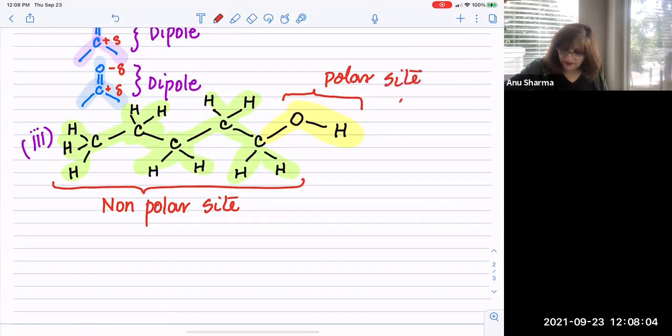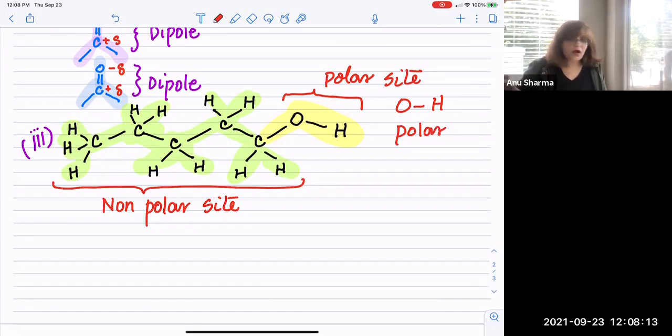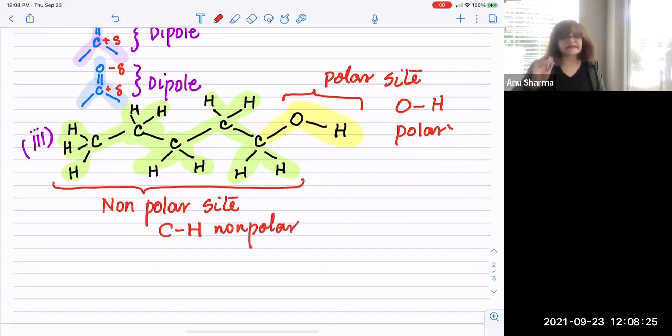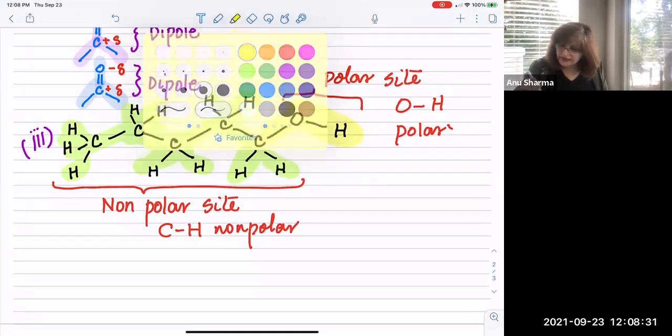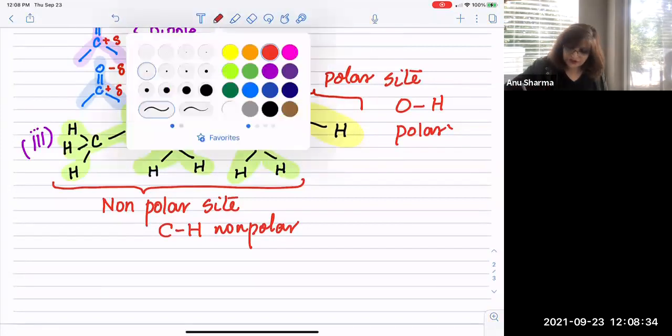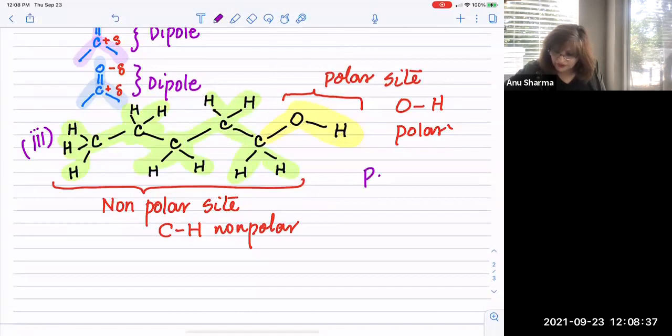Okay, so remember that OH bonds are always going to be polar bonds. Anytime you see OH in a molecule, no matter how many OHs there are, it's always going to be polar. Anytime you have carbon and hydrogen bonds, that's always going to be non-polar. Always. So anything that I write in red is really, really important. Anyway, here we have these polar and non-polar sides. So overall, this molecule becomes a polar molecule because it has a dipole.